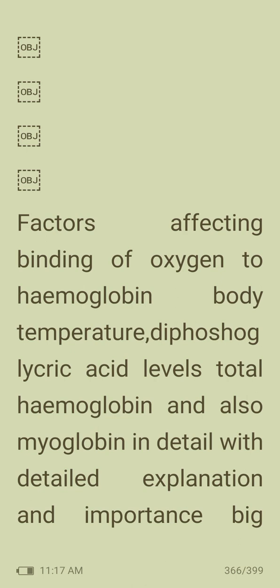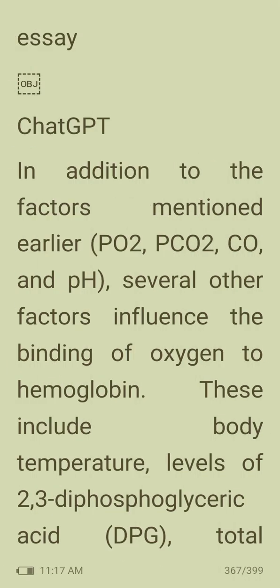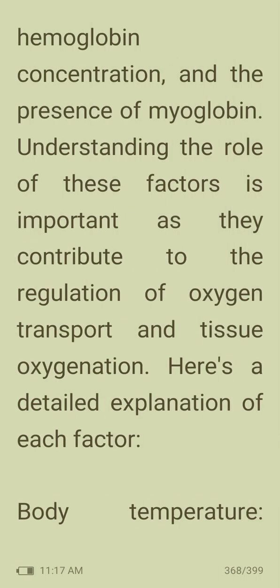Then factors affecting binding of oxygen to hemoglobin: body temperature, diphosphoglyceric acid levels, total hemoglobin, and also myoglobin. In addition to the factors mentioned earlier, PO2, PCO2, CO, and pH, several other factors influence the binding of oxygen to hemoglobin. These include body temperature, levels of 2,3-diphosphoglyceric acid or DPG, total hemoglobin concentration, and the presence of myoglobin. Understanding the role of these factors is important as they contribute to the regulation of oxygen transport and tissue oxygenation.